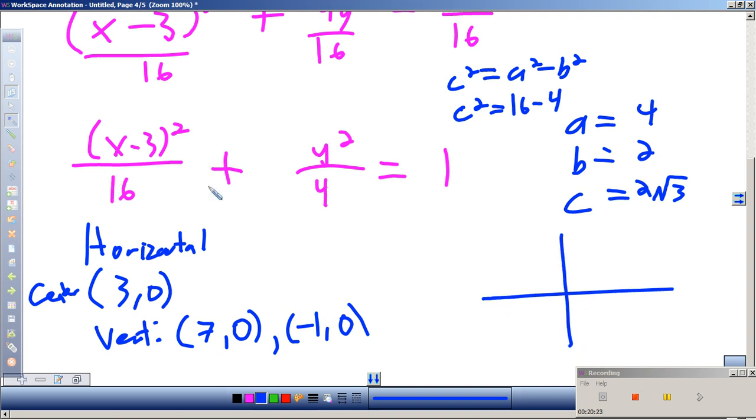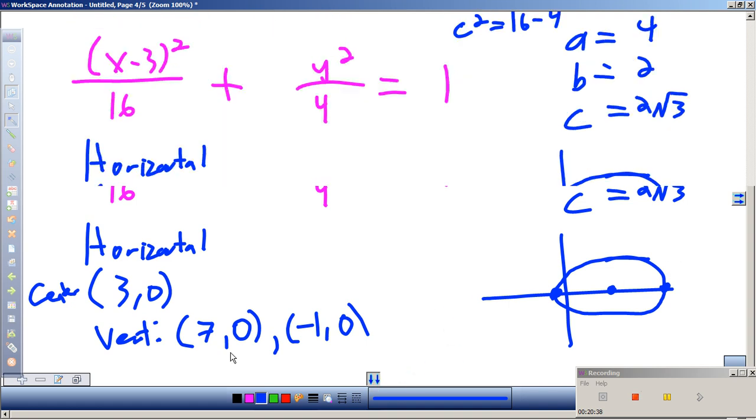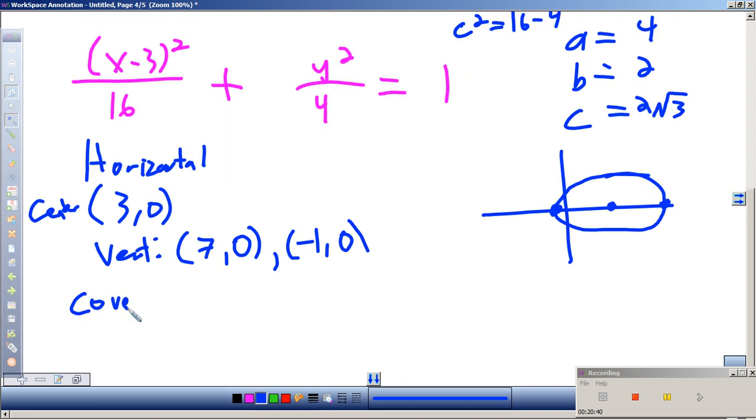We said the horizontal, 3, 0 is my center, so somewhere over here. So it's going to be something like this. And so we know our vertex, we're going to have one vertex over here, one vertex over here. So 7, 0, negative 1, 0. Co-vertex. And? Yeah. Foci.